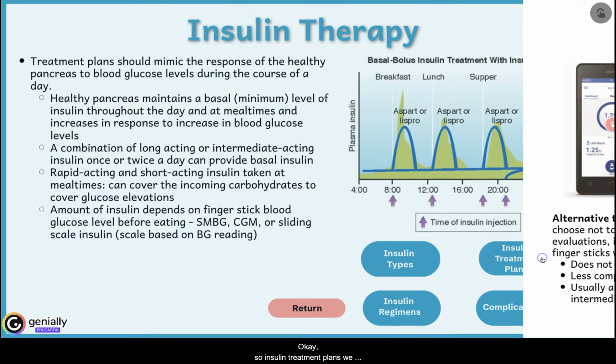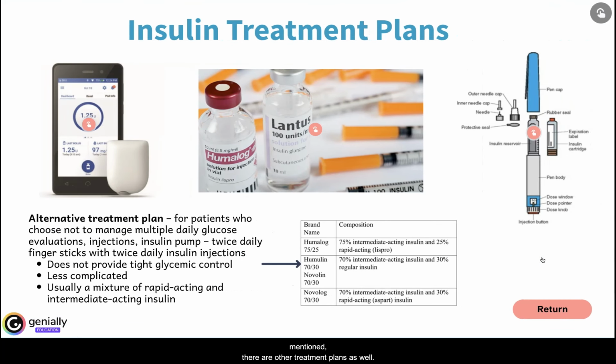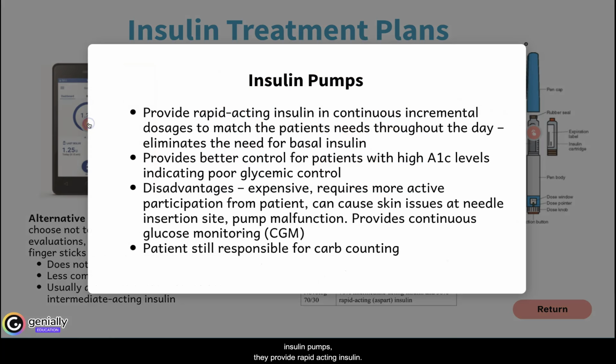Okay, so insulin treatment plans. We mentioned there are other treatment plans as well. You have insulin pumps. They provide rapid acting insulin. Remember, we mentioned continuous glucose monitoring. People can have pumps, and it checks their blood sugars, and then based on their blood sugars, the insulin pump delivers that amount of insulin into their body subcutaneously.